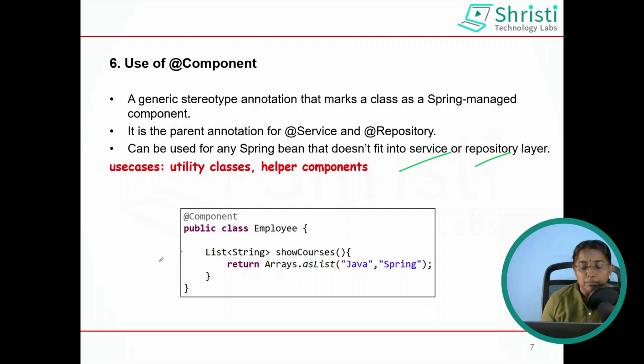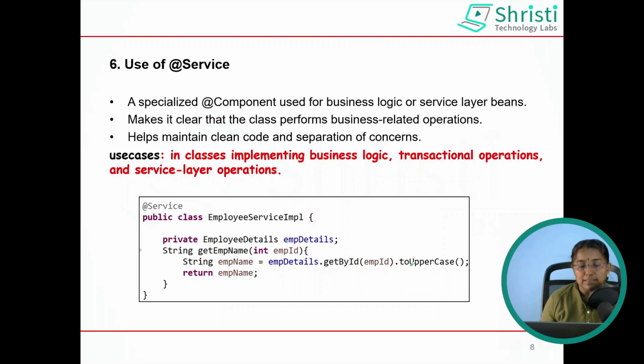I have given an example below. This is a utility class which is returning the list of courses taken by a particular employee. So, this class can be annotated with @Component. Next, what is the use of @Service annotation? This is a specialized @Component annotation which is used for classes that are dealing with business logic, transactional operations and service layer operations. That is, @Service is used for service layer beans. Now, this annotation also helps to maintain a clean code and separation of concerns.